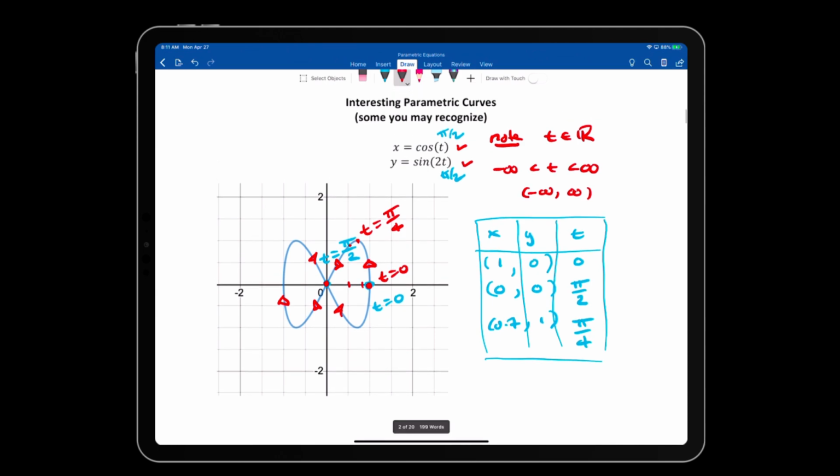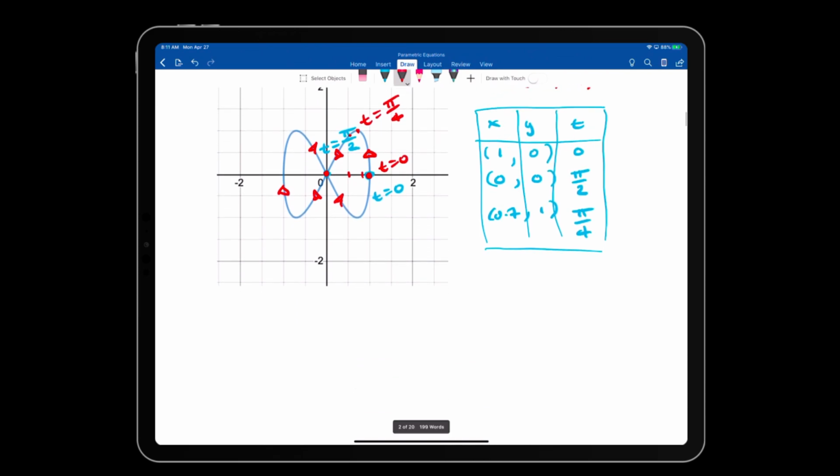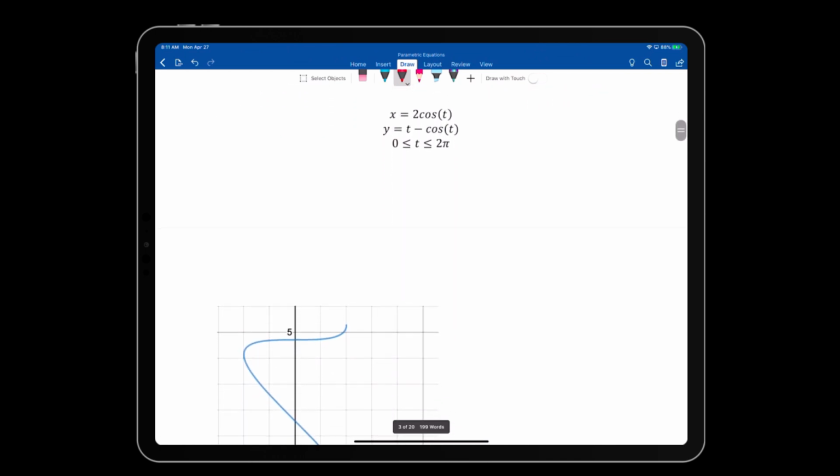Here's your first example. And this is a curve, you know, it looks like infinity, right? But this is one of the curves that you may not have been familiar with. We're starting our world of parametric equations here. Now go to the next curve here.